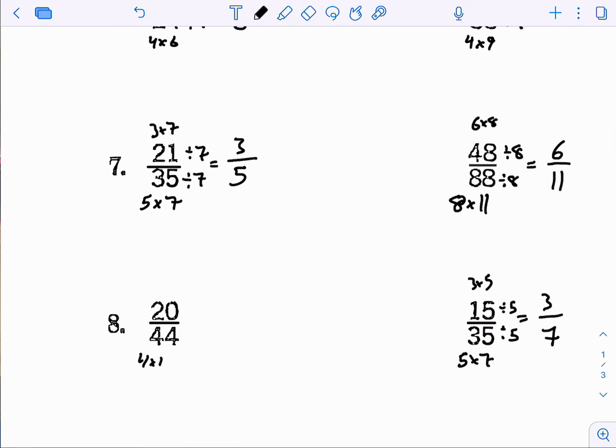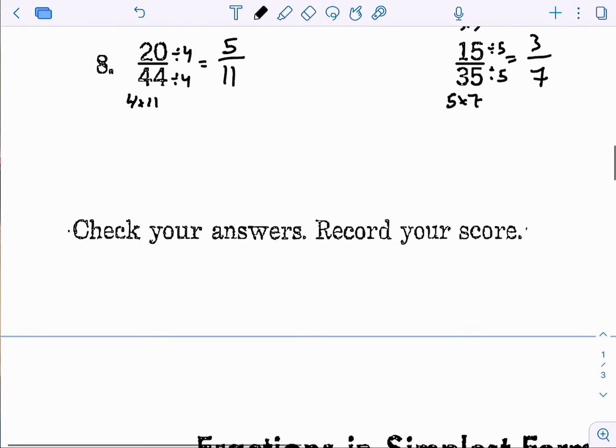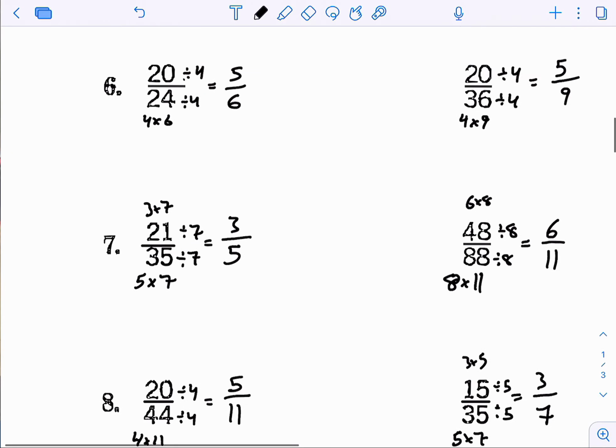44, 4 times 11. 4 goes into 20, so we're going to divide by 4, divide by 4. It's going to give me 5 over 11. So there we have it. So those are usually the methods.